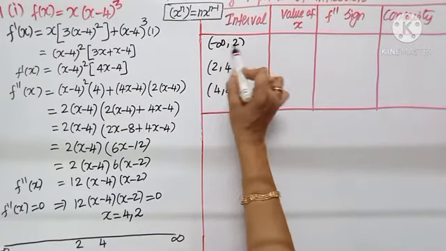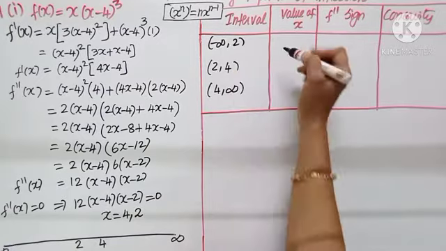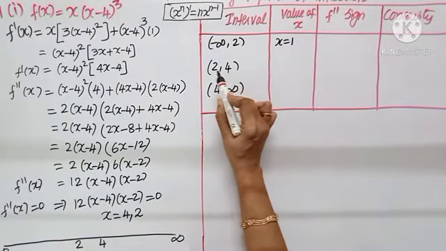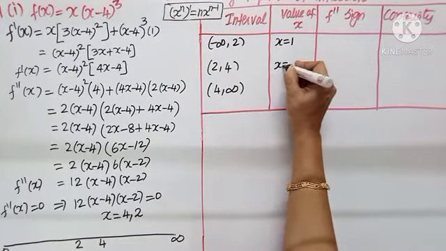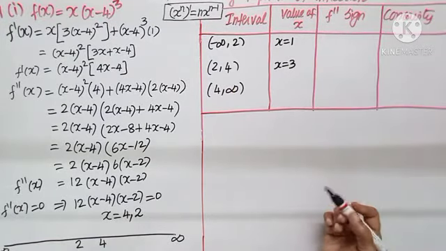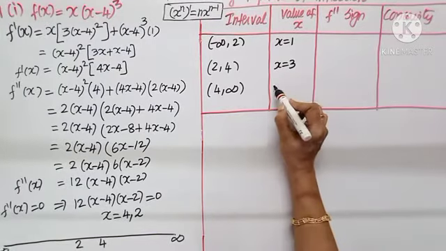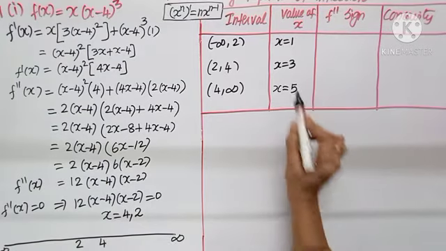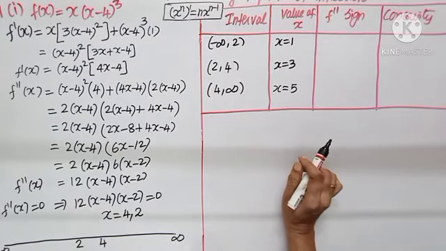In the first interval, minus infinity to 2, put a value inside this interval. Before 2, I can put x is equal to 1. For 2 to 4, I can put x is equal to 3. Any value you can put, let us put some easy values. After 4, I can put x is equal to 5. Substitute the values in f double dash.